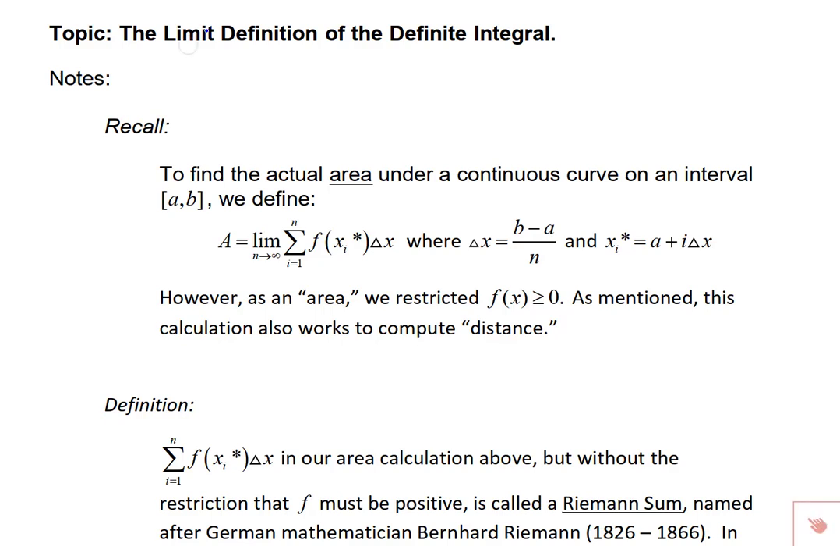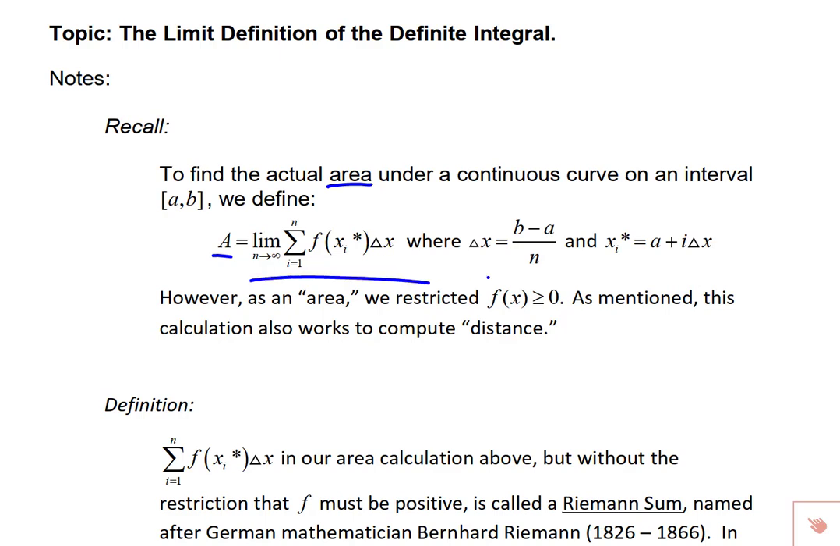This video is about the limit definition of the definite integral. For our notes, we'll recall that to find the actual area under a continuous curve on an interval from a to b, a closed interval, we define it the following way. We say A, for area, equals the limit as n approaches infinity of the sum from i equals 1 to n of f of x sub i star times delta x.